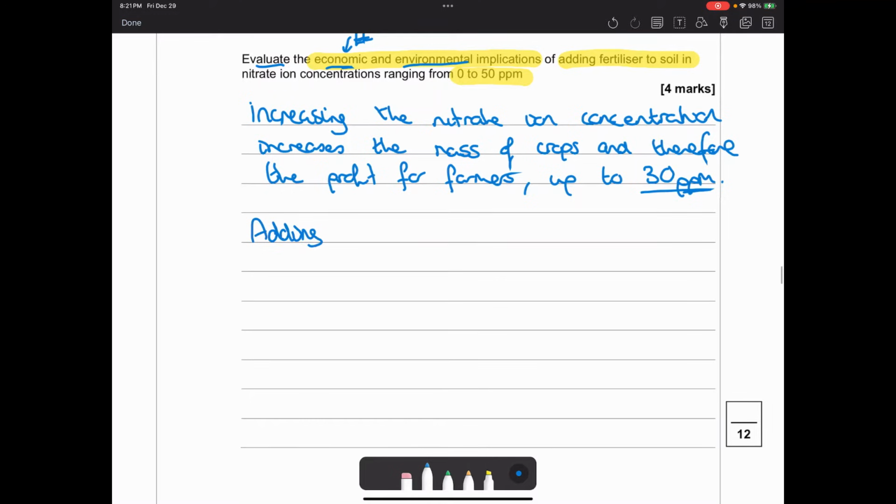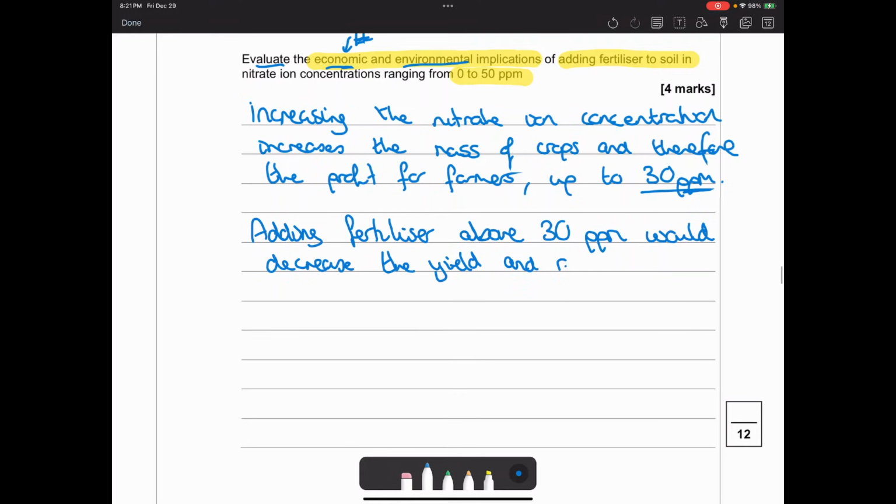Adding fertiliser above 30 parts per million would decrease the yield and reduce the profit. So if you're adding too much and you're spending loads of fertiliser but you're not getting as much crop, that's going to hit your profit margins. So what I would then say is this wastes money.